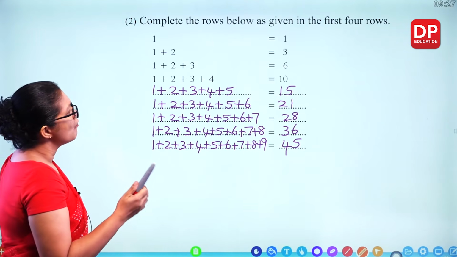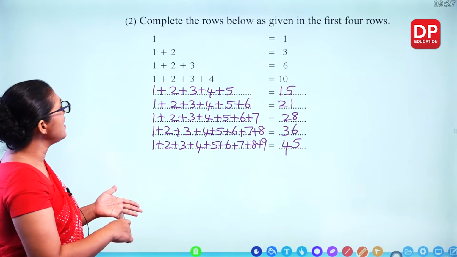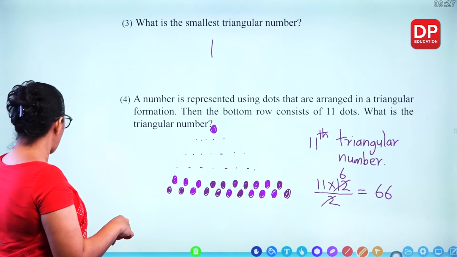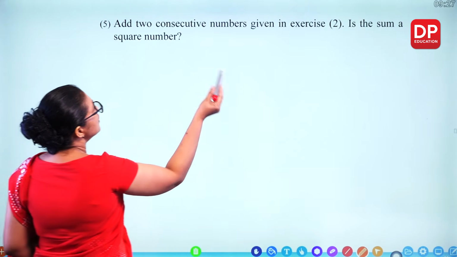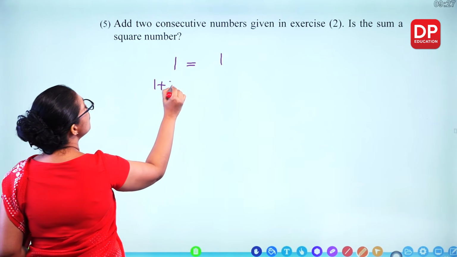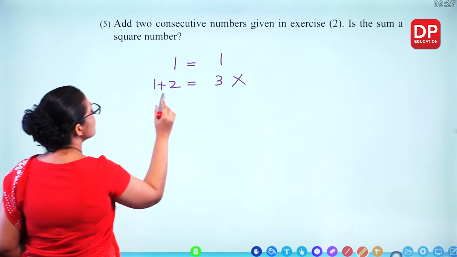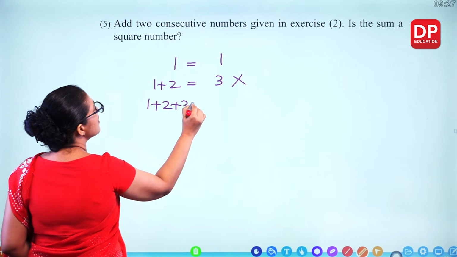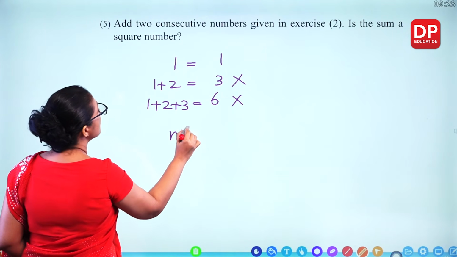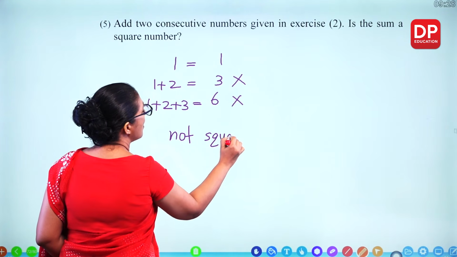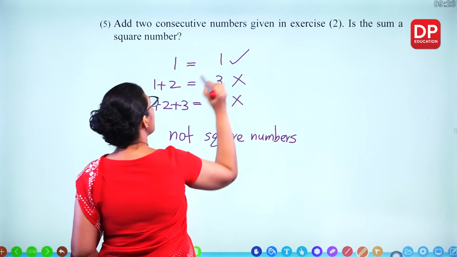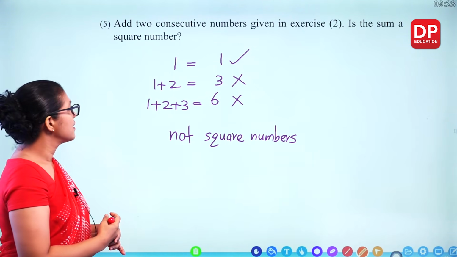We got 1, 3, 6, 10, 15. When you add consecutive numbers means counting numbers. So those are not square numbers. So we can just write 1, we got 1. 1 plus 2, we got 3. So 3 is not a square number. 1 plus 2 plus 3, 6. 6 is not a square number. Certain numbers are okay. 1 is a square number, but not the other numbers.